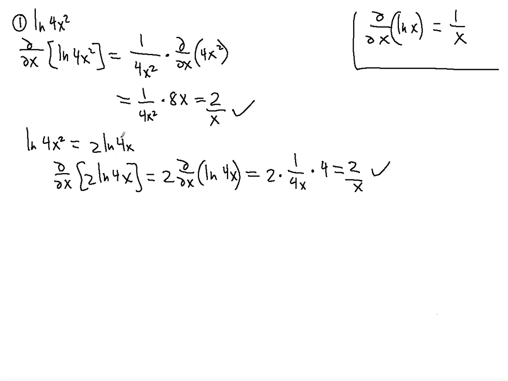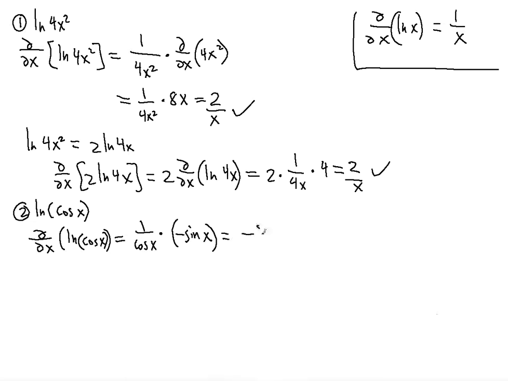Okay, let's talk about a more complicated example. It's not that much more complicated, but it's a different function: ln of cosine of x. Again, notice that first we have to differentiate the ln. So we're going to do 1 over cosine of x multiplied by the derivative of the cosine, which is negative sine x. That gives us negative sine x over cosine of x.